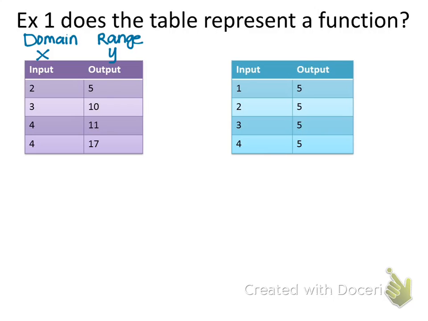So I need to check: for every input, is there only one output? For the input of 2, what am I going to get? 5. Is there any other output for that input? For the input of 2, are there any other numbers? Nope. Okay, so I'm okay. For the input of 3, the output is 10. Do you see 3 at all again on this input table? Nope, so I know it only has 1. For 4, I have an output of 11. Do you see 4 again in this table? Yes. Does 4 have the exact same output as it did the first time? No. So I know this is not a function.